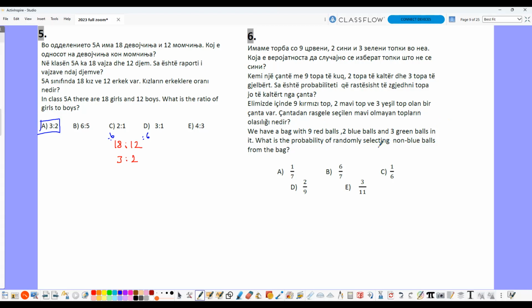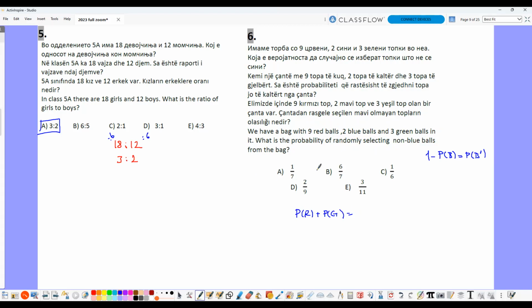There are 2 ways to solve this one. 1 minus the probability of blue balls gives you the probability of non-blue. This is the sign to show non-blue. Or non-blue balls means red balls and green balls. So the same answer you can find by the probability of red plus the probability of green also. So for finding the probability, first you should find all the balls, the number of all balls.